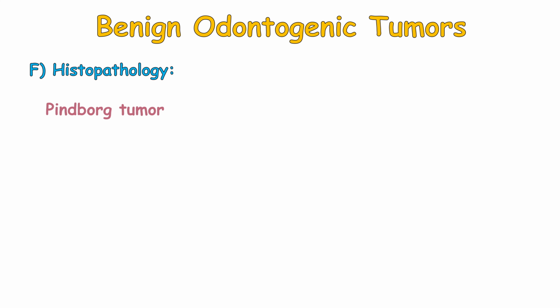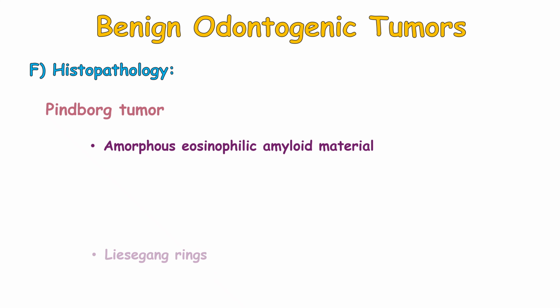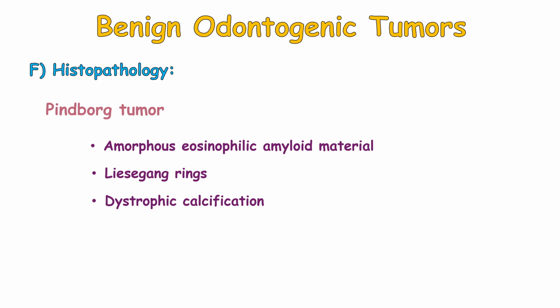The unique feature of pindborg tumor is amorphous eosinophilic amyloid material, which is seen predominantly in this tumor only. And Liesegang rings, these are concentric lamellar calcifications, and there is a clear cell variant found in pindborg tumor, which can be discussed later. And also dystrophic calcification is seen.